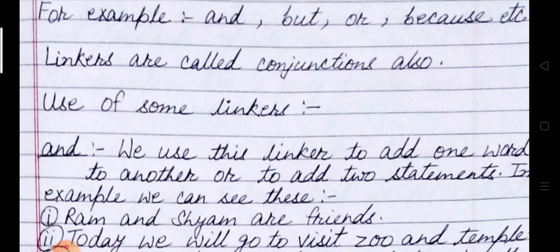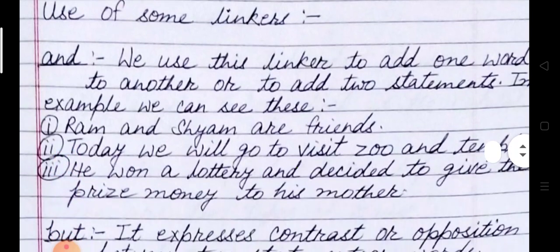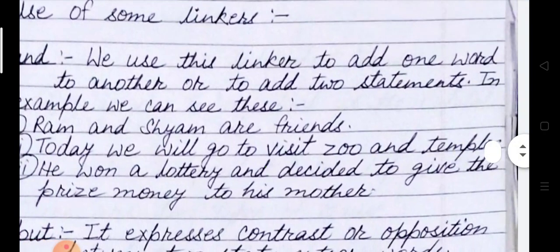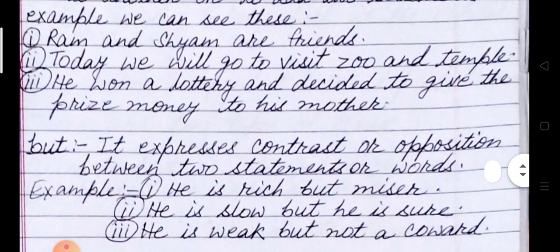Now we will know about the use of some linkers. First of all, let us see the use of and. Where we use and? We use and to add one or more words, or to add one or two or more statements. For example, we can take some sentences. Ram and Shyam are friends.